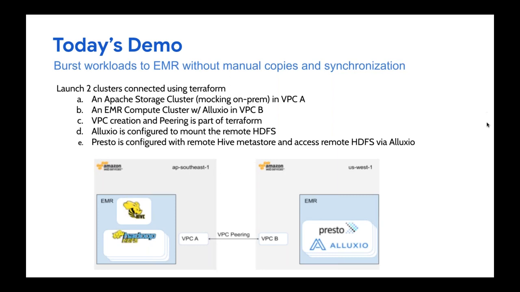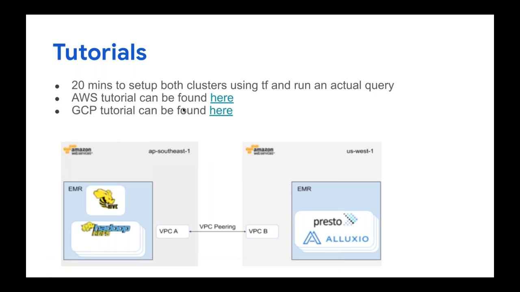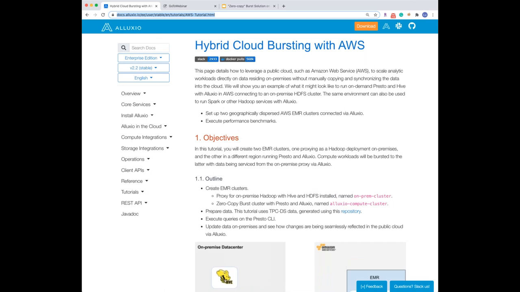So now I will start getting into the demo. We have a really quick start tutorial to set up both clusters using Terraform and run actual queries. For the AWS tutorial, I will send it in the Slack channel if you want to watch it and see what I'm actually doing. This is an AWS tutorial that helps us set up the hybrid cloud demo. Actually, it's a demo tutorial. And in section 2.3, we go into more detail about how to connect the compute cluster to your actual on-premise cluster. But for now, we have a demo to showcase how it actually works.